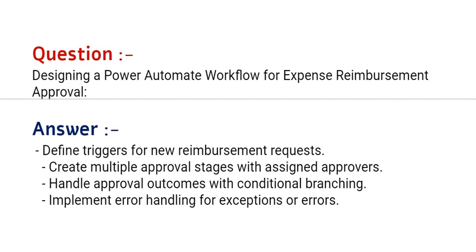Our next question is, designing the Power Automate workflow for expense reimbursement approval. Your answer should be, define triggers for new reimbursement requests, create multiple approval stages with assigned approvers, handle approval outcomes with conditional branching, and implement error handling for exceptions or errors.